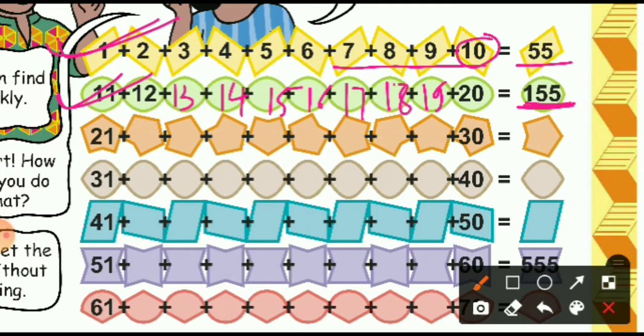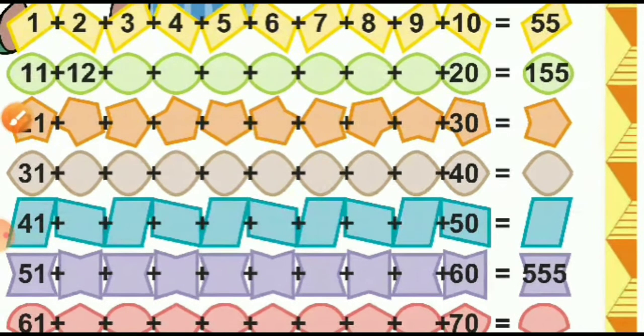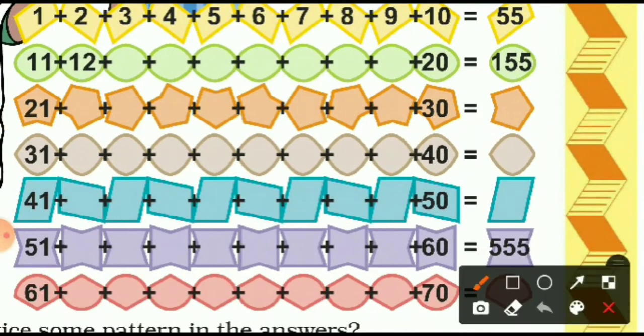Here you can get a conclusion: what is the difference between 155 and 55? No doubt, the difference is 100. It means we can say that the sums always differ by 100. If you add another row, its sum will be 255, because the difference between the sums is 100.